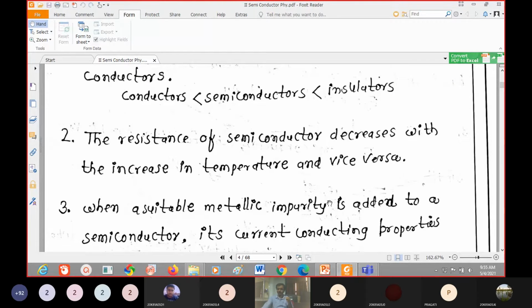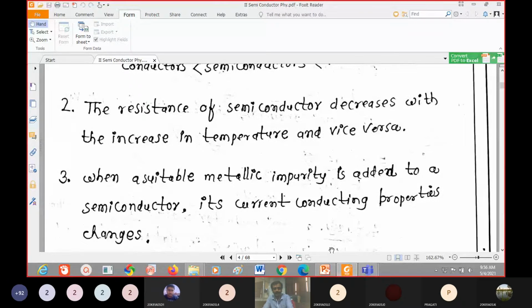Based on this superconducting phenomenon, many techniques have been developed. We will discuss that in the third or fourth unit, where we will cover superconductors. Now we will discuss the third property of the intrinsic semiconductor. When a suitable metallic impurity is added to a semiconductor, its current conducting properties increase. That means if you add a doping element into the semiconductor, its conductivity increases.